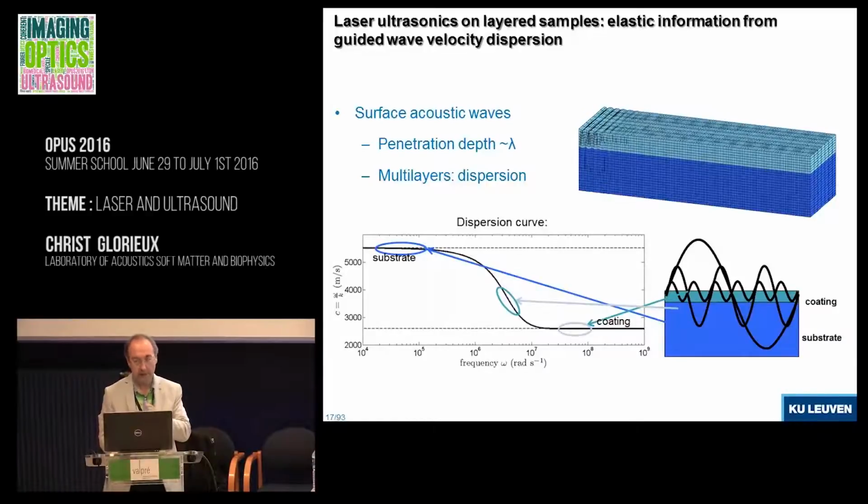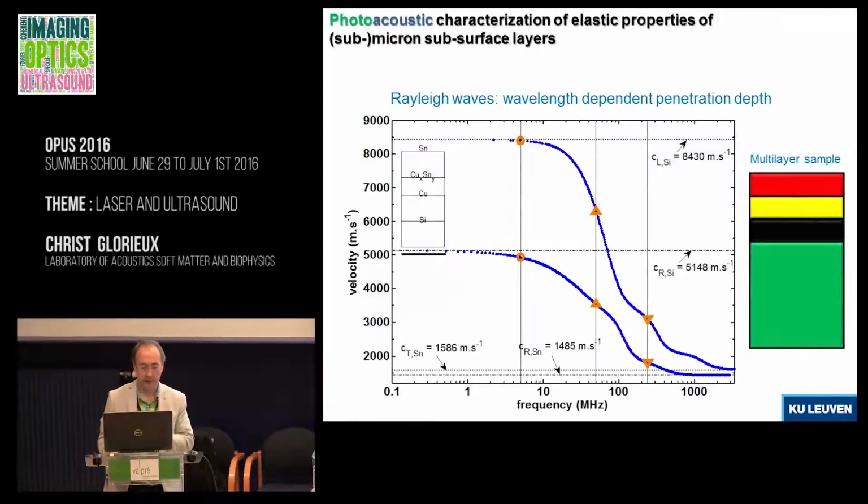Both speed of sound, I shouldn't say speed of sound, I should say Rayleigh wave velocity. Where you go from one regime to the other depends on the thickness of the coating and on the elastic properties. This is an example which is a bit more complicated. It's for a 3-layer sample. So you see that there are different features in the dispersion curve of the velocity.